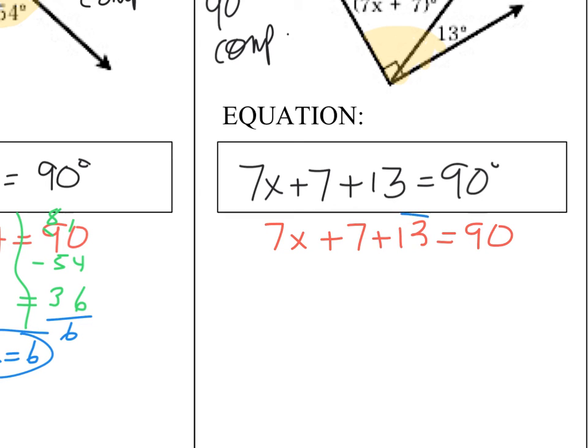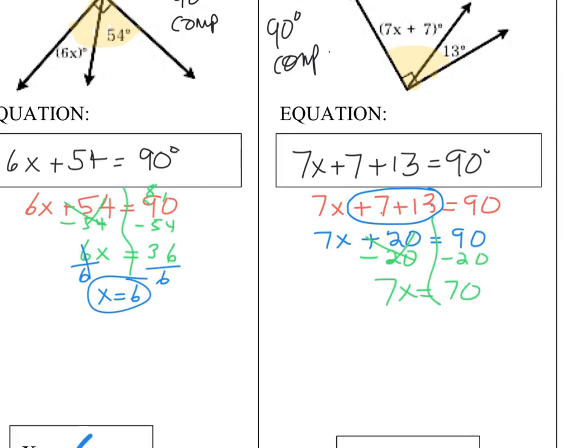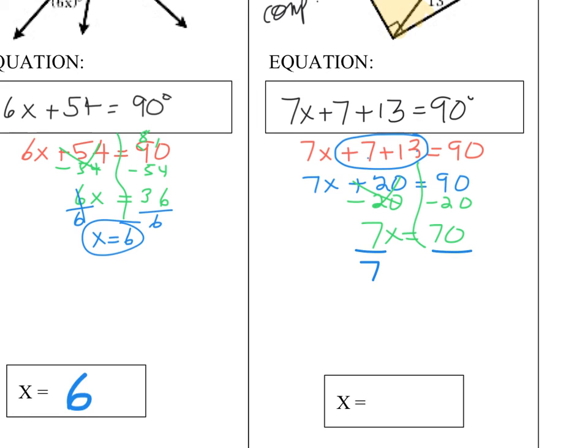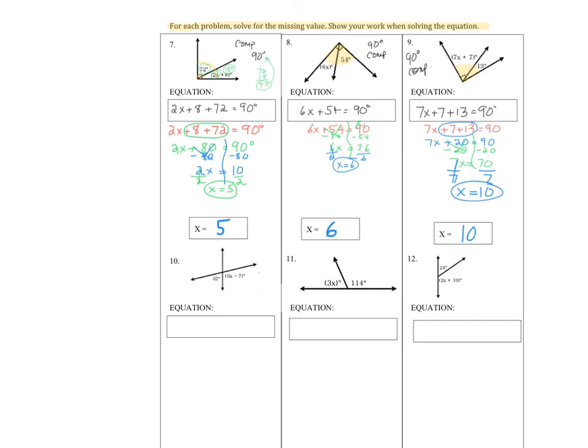Okay, combine right there. 7 plus 13 is going to be 20. And then we subtract 20 on both sides, and divide by 7, divide by 7. X equals 10. Look how easy that is so far.